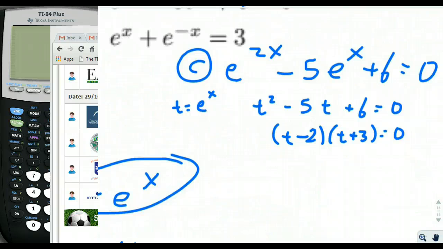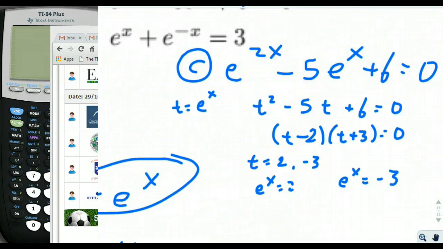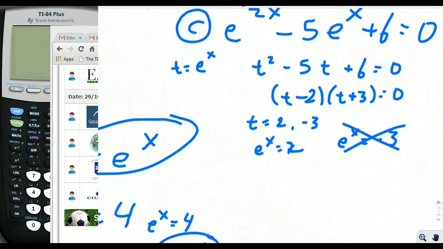And then the possible solutions are t equals 2 or t equals negative 3. So then we know that e to the x is equal to 2 or e to the x is equal to negative 3. But we know that e to the exponent can never give a negative value, so that one's not possible. So that leaves us with taking the natural log of both sides. We'll see that x equals the natural log of 2.